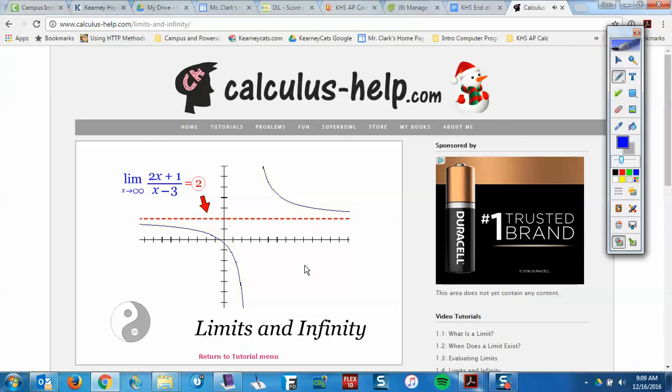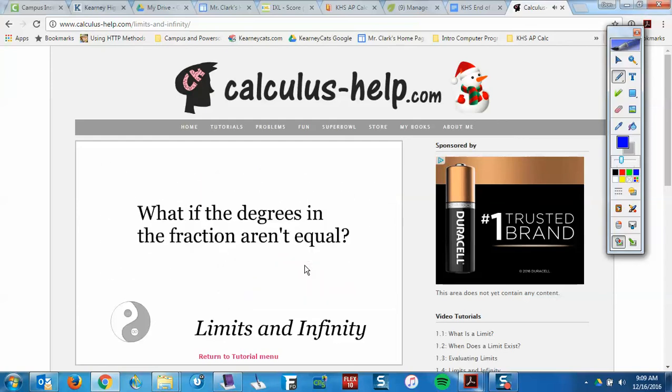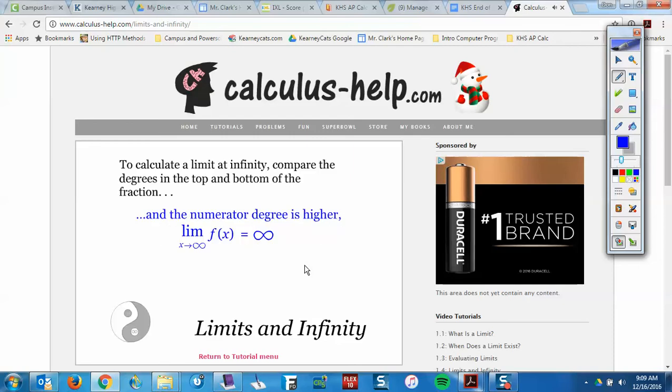What happens if these degrees are unequal on the top and bottom of the fraction? Well, if the denominator's degree is higher, then the limit is 0. But if the numerator's degree is higher, the limit doesn't exist because it's infinity.